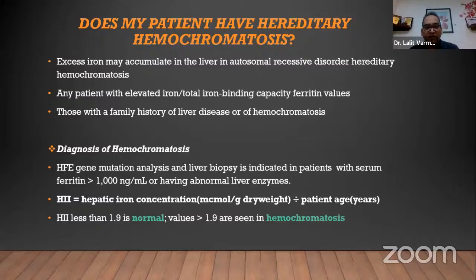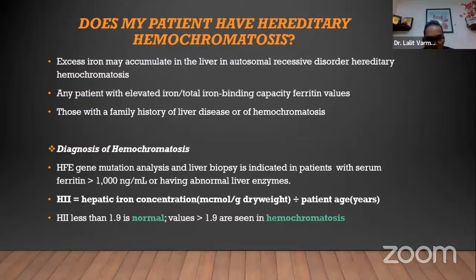So now let's talk about hereditary hemochromatosis. Excess iron may accumulate in the liver in an autosomal recessive disorder, which is your hereditary hemochromatosis. Any patient with elevated iron, TIBC, or ferritin values, or those with a family history of liver disease or of hemochromatosis, should be thought about as having hereditary hemochromatosis.